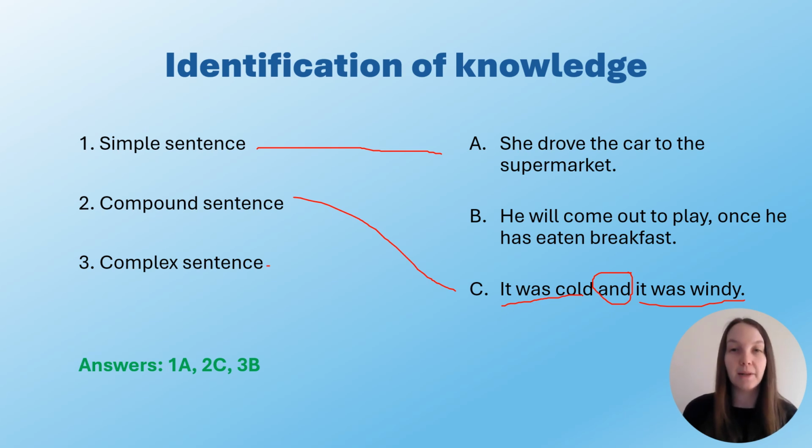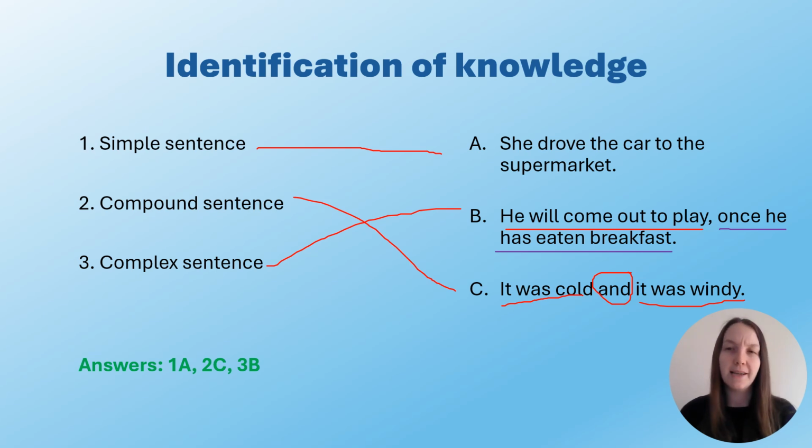And then lastly, complex sentence is this one. So he will come out to play once he has eaten his breakfast. So here we've got the independent clause, and then we've got the dependent clause here. Once he has eaten breakfast. Okay, so it doesn't quite make sense on its own there, so it needs to be attached to the independent clause. So hopefully that makes sense. Get these down if you do want them as well.